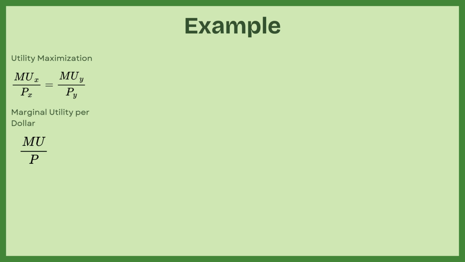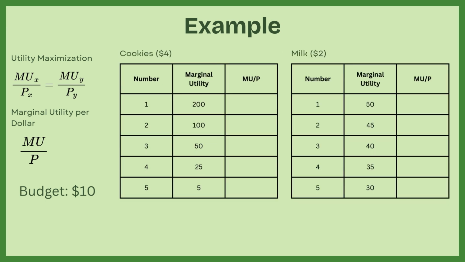Let's look at an example of utility maximization. I will keep the important expressions and formulas on the left. You have $10 to spend on cookies and milk. Which combination of cookies and milk would maximize your utility? First, we must find the marginal utility per dollar and then we need to compare them to make our decision.